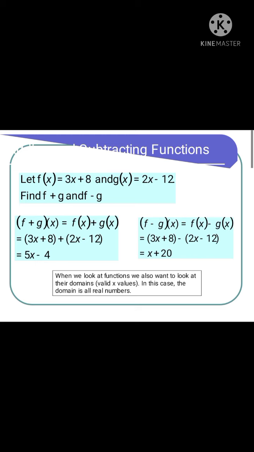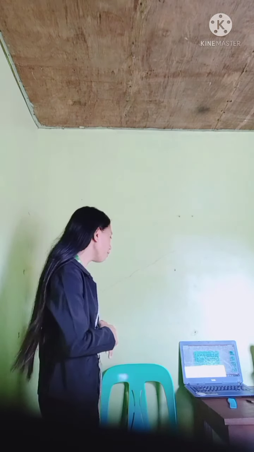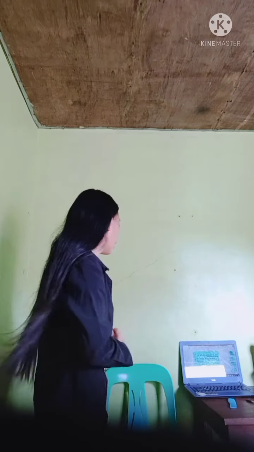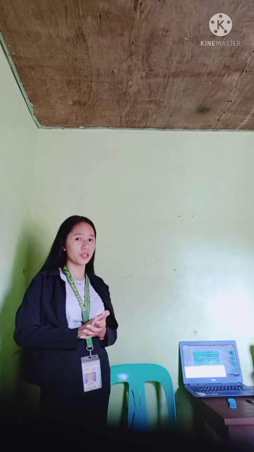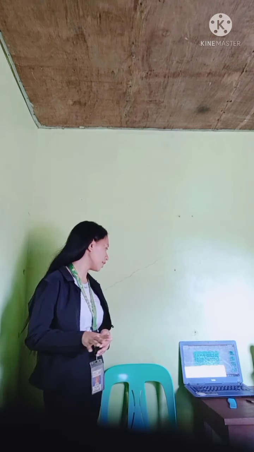Alright, did you get it, class? The first two operations, which are the addition and subtraction of functions, are pretty straightforward. The rules for the domain of functions apply to these combinations of functions, as would be the numbers x in the domain of both f and g.